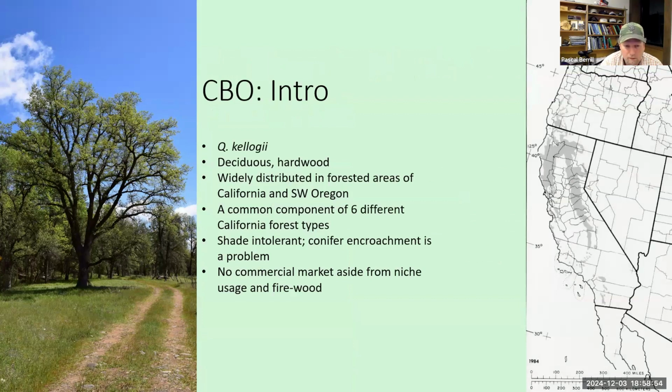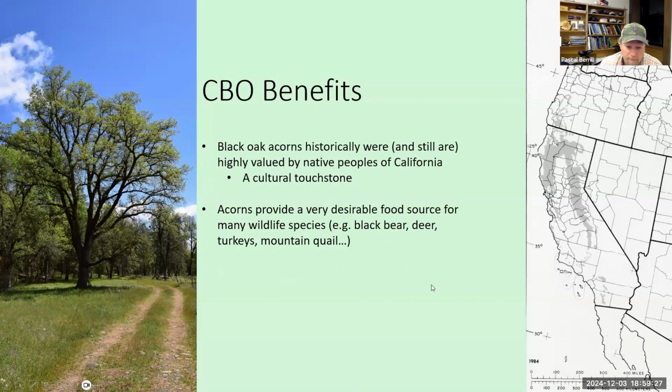So, real quick, the relevant background here is that we studied a deciduous hardwood. It's very widely distributed per the map on the right-hand side. And the black oak is common to many different California forest types. And some of the challenges or issues is that it's shade intolerant. And you've heard about the conifer encroachment problem. But there's also not a commercial market for this wood.